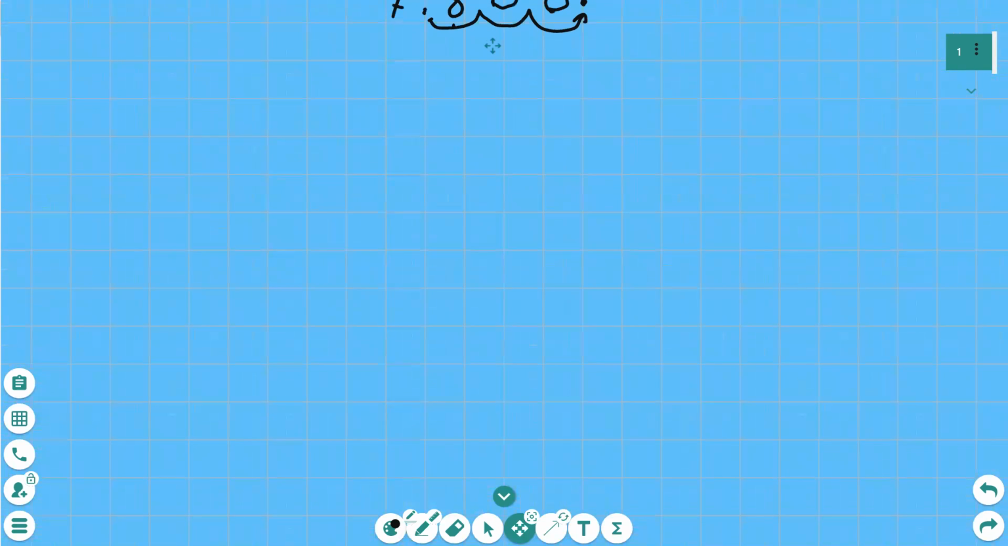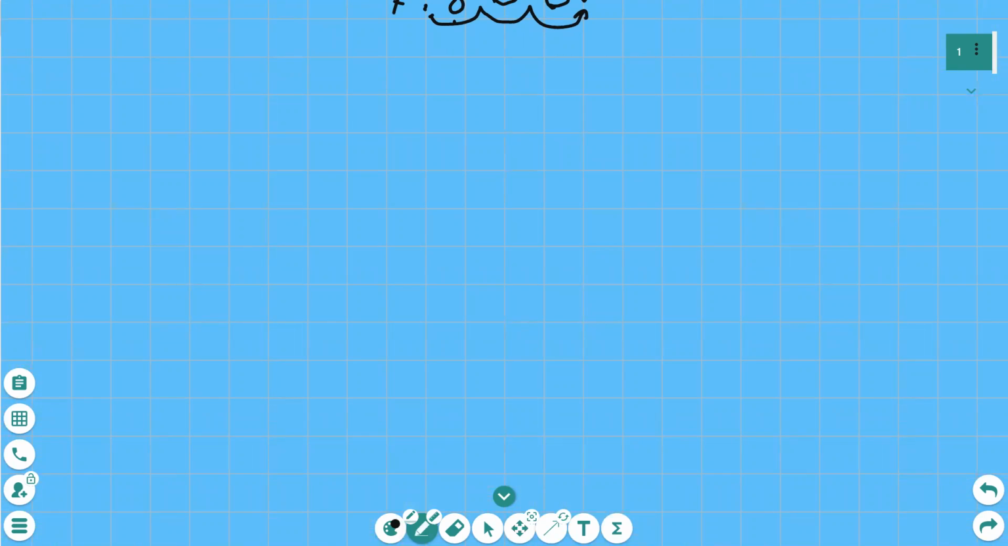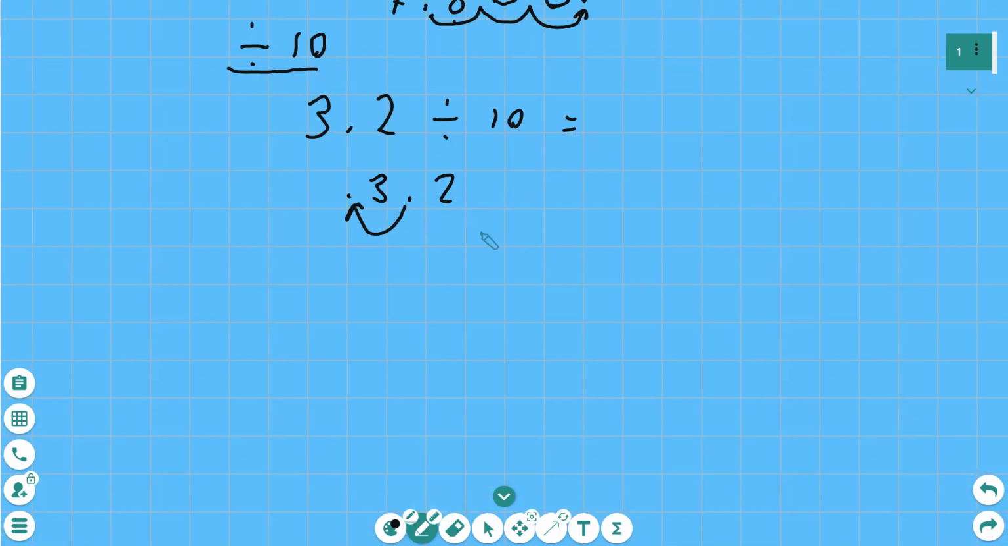So let's do division. For example, let's have 3.2 divided by 10. Let's do divide by 10 first. This number is going to get smaller, so the decimal point will move to the left. Dividing by 10, which has 1 zero, means the decimal point will move 1 space to the left, to that point. There are no empty loopies, so we don't have to bring in any zeros or placeholders. That's 0.32.